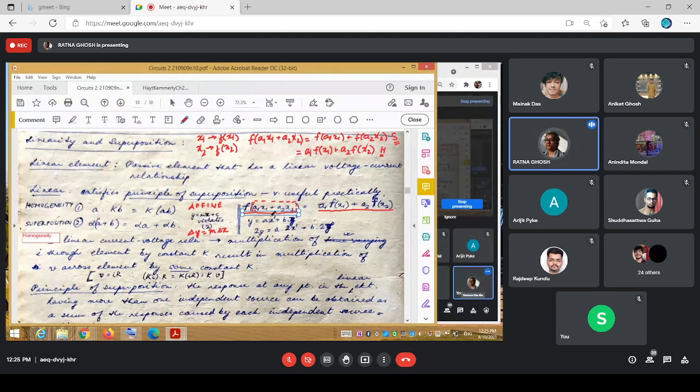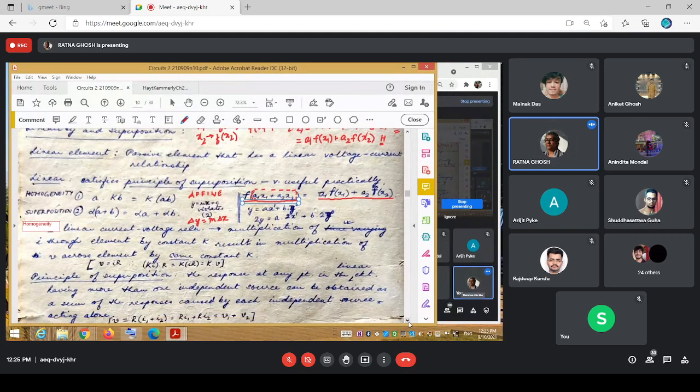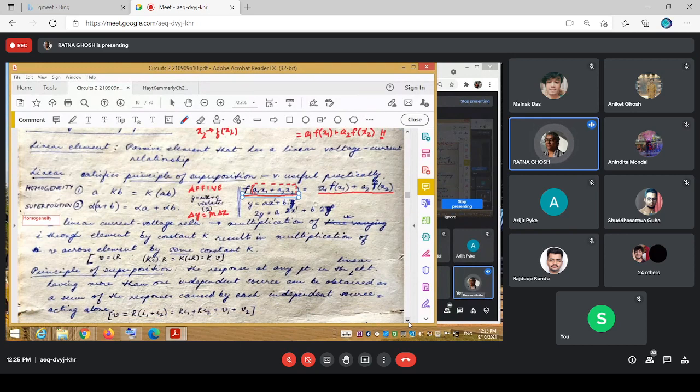So that is about homogeneity and superposition overall. Now coming down to a little more detail. If you're looking at the homogeneity part, a typical example would be a linear current voltage relation. What would that imply? That multiplication of a time invariant or time varying current through the element by a constant k results in multiplication of the corresponding voltage across the element also by the same constant k.